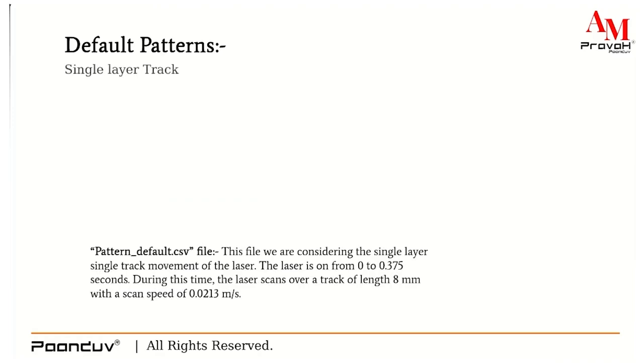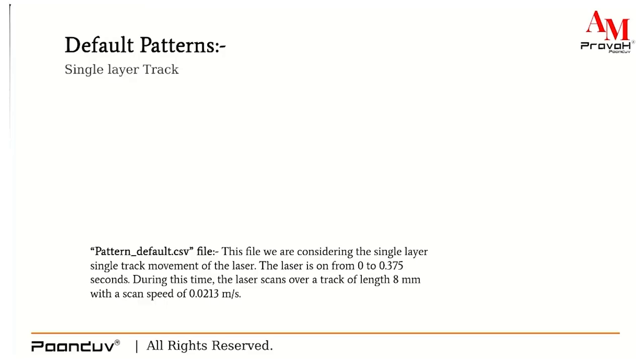For reference, we are taking the pattern default.csv file, where we are considering single layer, single track movement of the laser. The laser is on from 0 to 0.375 seconds. During this time, the laser scans over a track of length 8 millimeter with a scan speed of 0.0213 meter per second.